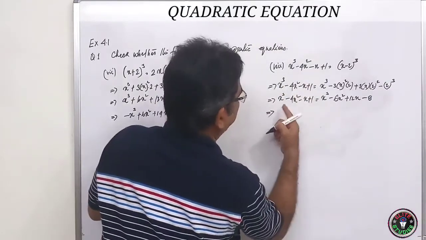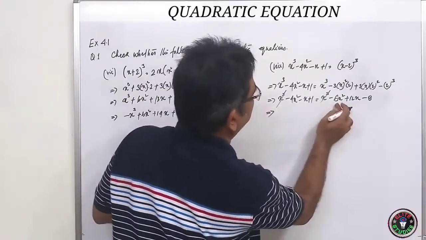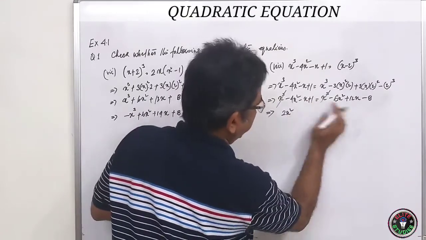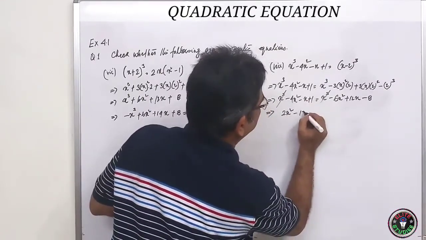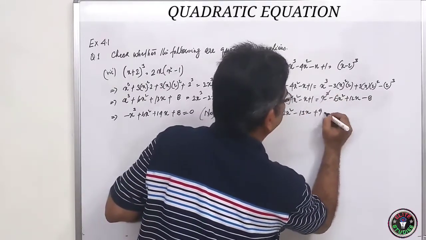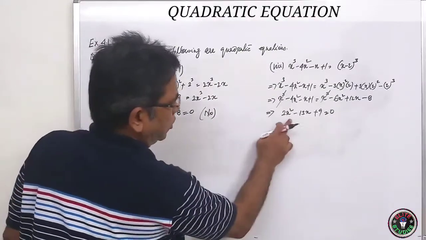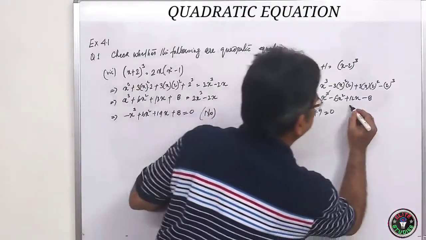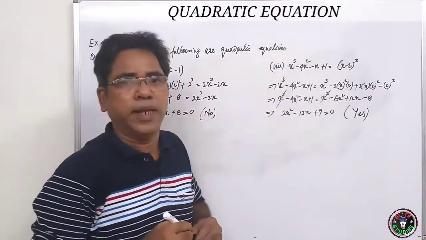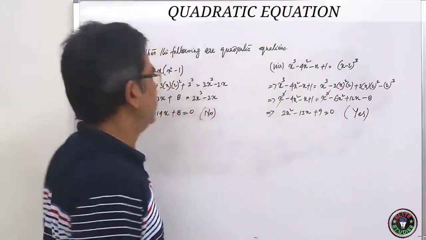So x cube cancels out, so it is minus 4x square plus 6x square. So 6 minus 4, 2x square, minus x minus 12x, minus 13x, and 1 plus 8 is 9, equal to 0. Now have a look. The degree of the equation is 2. So the power is 2 here. So yes, it is a quadratic equation. That's it. So now we'll go to the word problems.